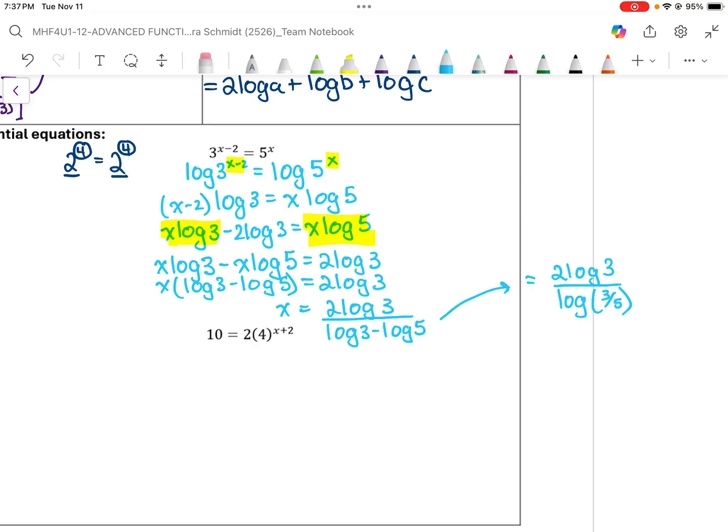So 2 times log 3 divided by log 3 over 5. So I got negative 4.3. I don't know if that's right. I'm just going to try it one more time. Sorry.